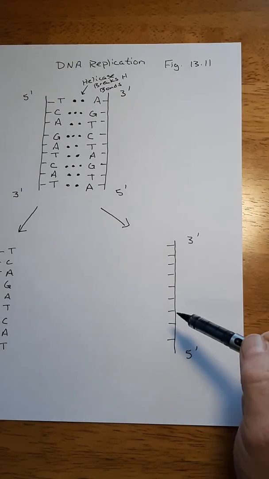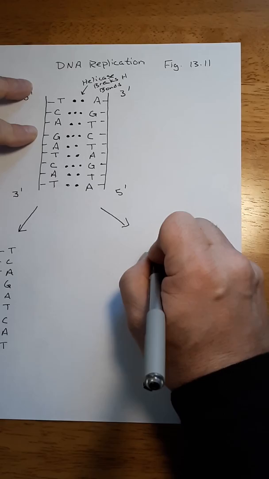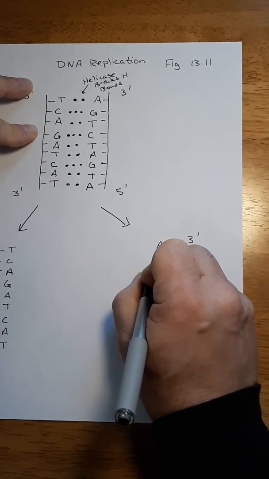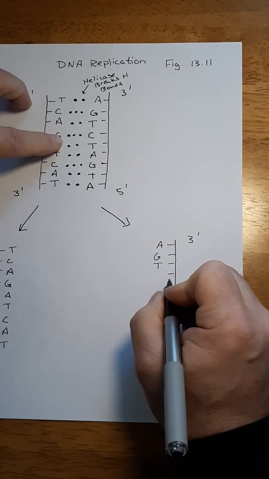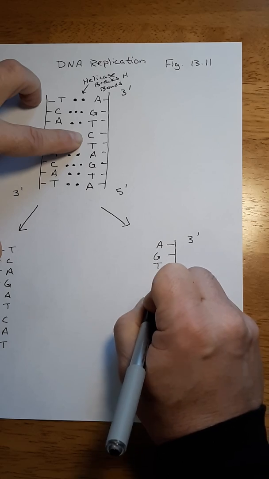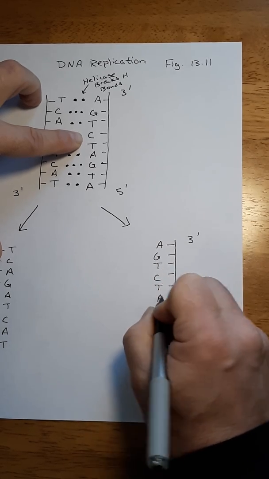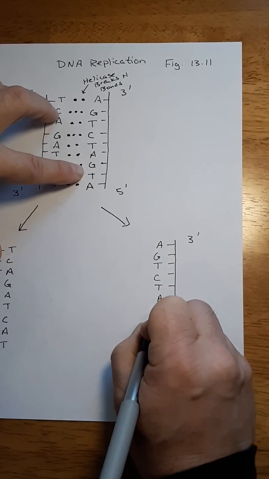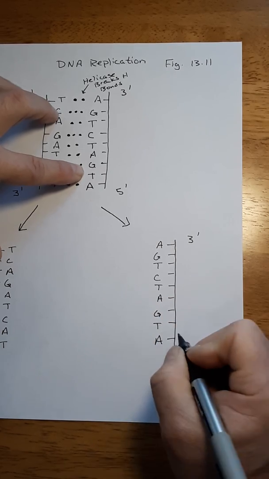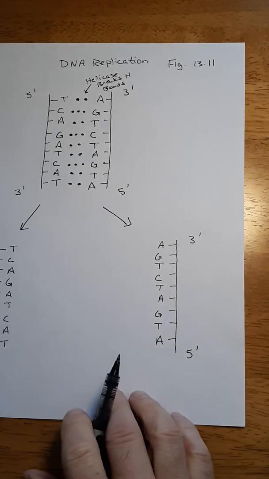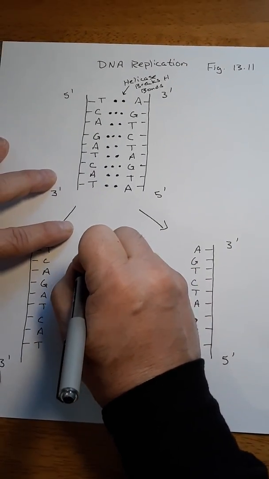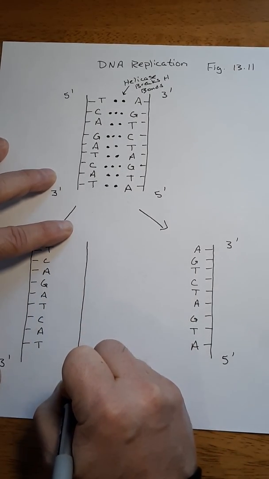Let's go ahead and quickly get in the sequence of nitrogen bases for this parent strand. So that's CTA. And the last one is GTA. Alright, so if we'll jump back over here real quick, and we'll draw the complementary strand for this.